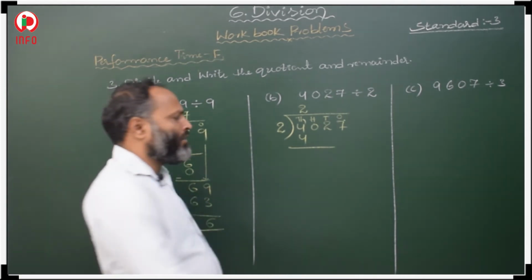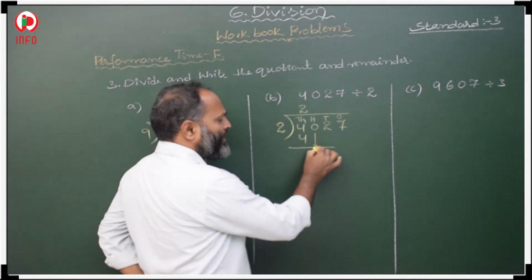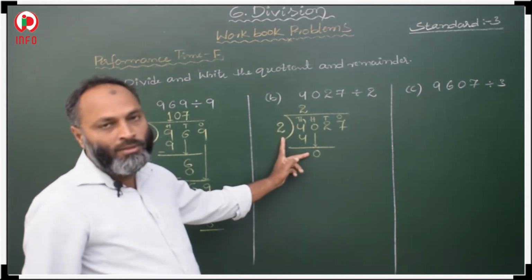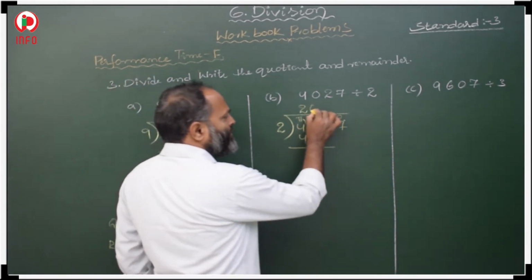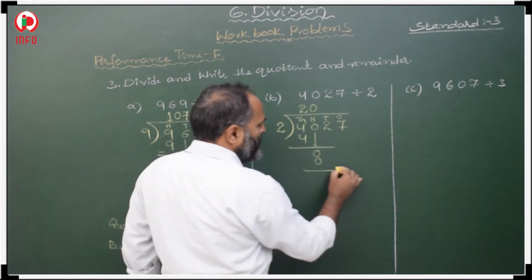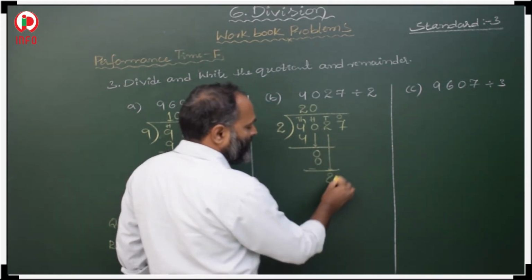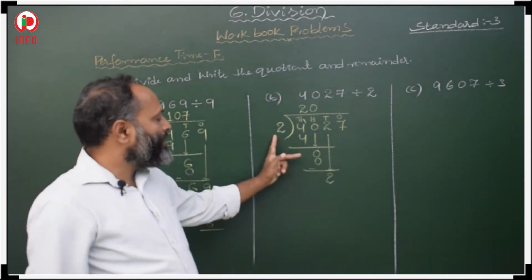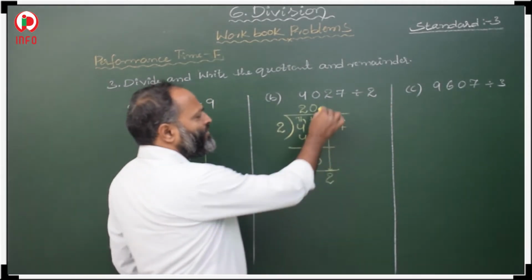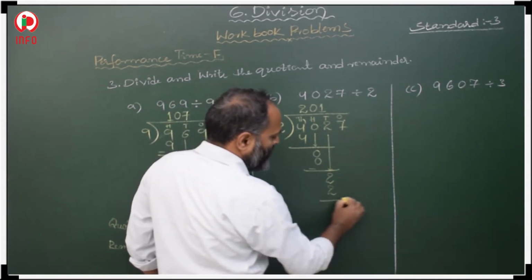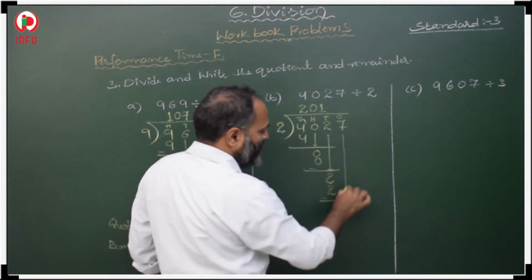Then after that next place, 0, we have to take. In the 2 table, when will you get 0, 2 zeros are 0. 0 minus 0, 0. Next the tens place. In the 2 table, when will you get 2, 2 ones are 2. Then 2 minus 2 is 0. Then the ones place.